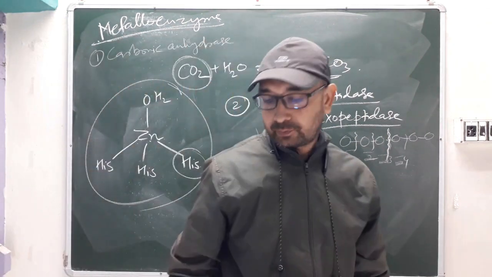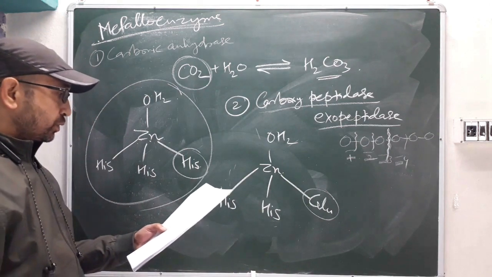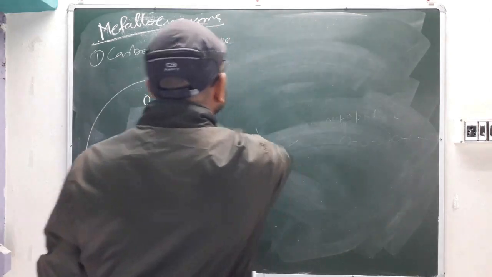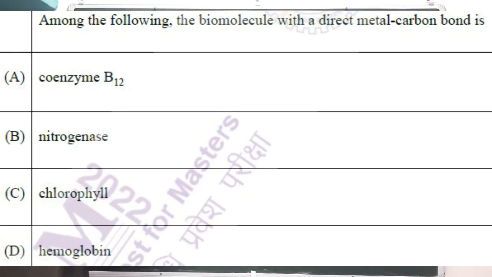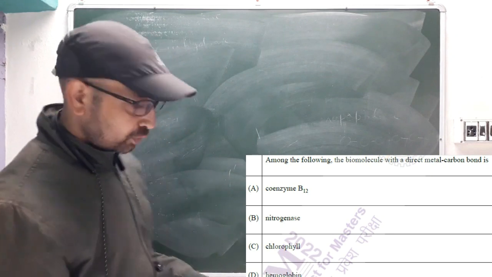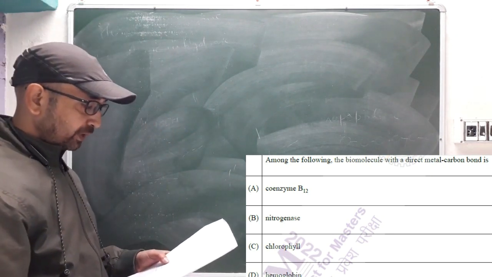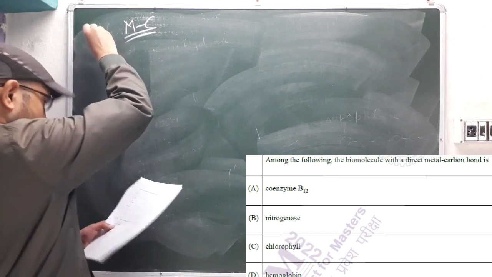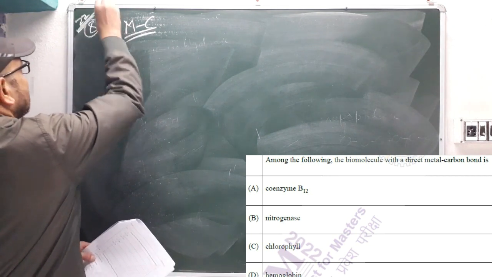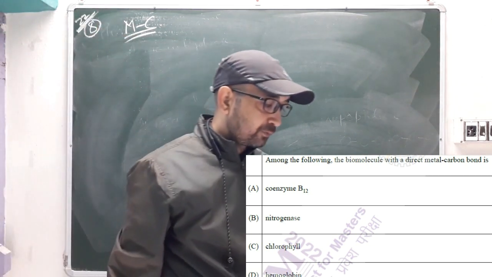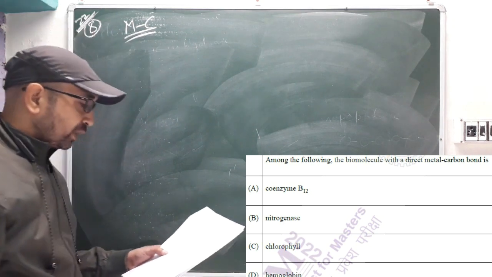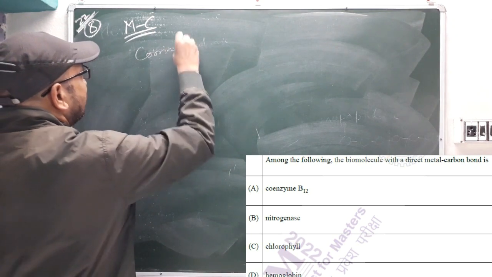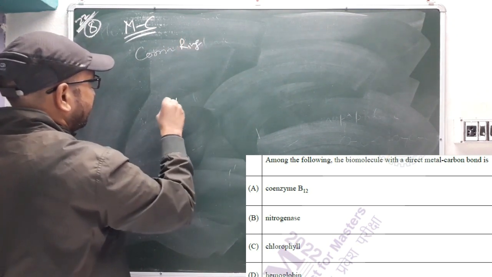First question is from 2022, question number 8. We'll see how to solve it. You can see the question on the screen: among the following, the biomolecules with a direct metal-carbon bond. They are asking about a metal-carbon bond. First they have given coenzyme B12. Coenzyme B12 is vitamin B12. Which ring will it have? The corrin ring. Let me draw the corrin ring.